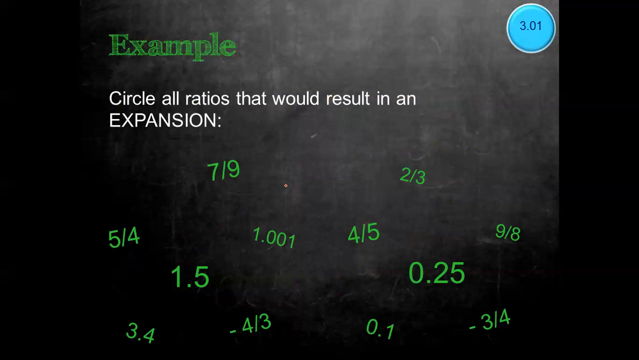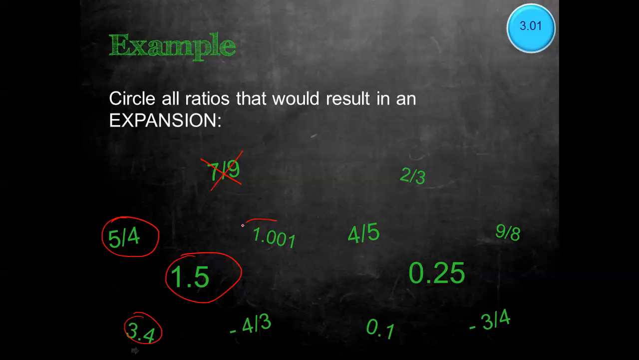So here's a few examples. We want to circle all the ratios that would result in an expansion, so bigger. That means we're looking for numbers that have an absolute value of greater than 1. So here we have 7/9, that's less than 1, so we would not include that. 5/4, that's 1 1/4, so that's going to be okay. 1.5, that's bigger, obviously, than 1, so we would include that. 3.4, that's bigger, so we'll include that.